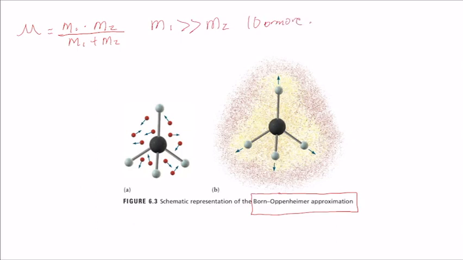then the heavy mass doesn't move. Okay, that's the Born-Oppenheimer approximation. And so we can imagine that the nuclei are going to find their equilibrium positions slowly and the electrons will adjust.